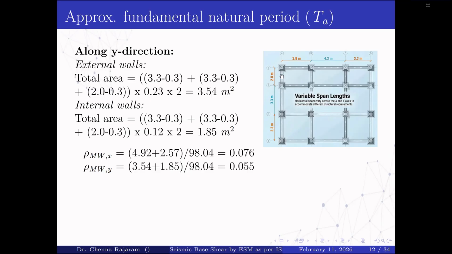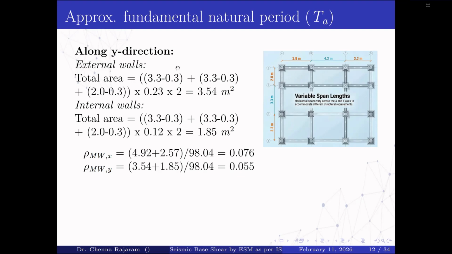How many walls are there? Two walls along the y direction, external walls along the y direction. Similarly, you have to consider the same kind of calculation for internal walls also. So for internal walls, the total area is 1.85 meter square.